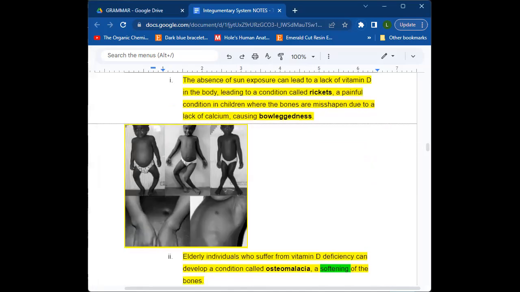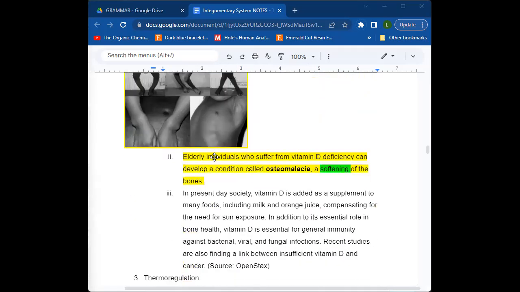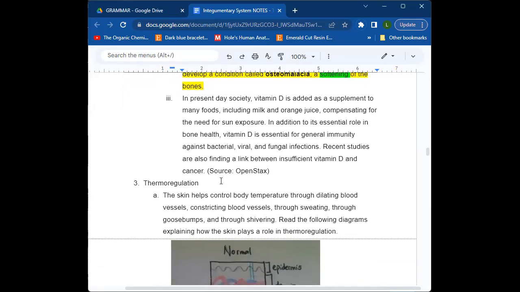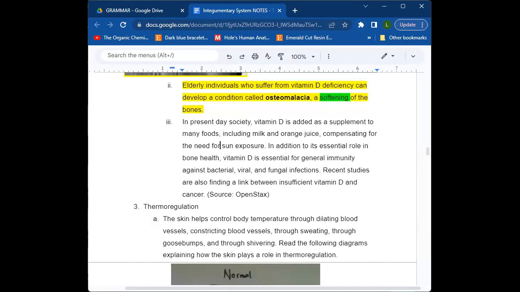Okay, so right, that's what causes the rickets in the children. And then when adults have a lack of vitamin D, they develop the condition osteomalacia. And it's basically the same thing. The lack of vitamin D causes a lack of calcium absorption. The lack of calcium absorption causes the bones to become soft and brittle.